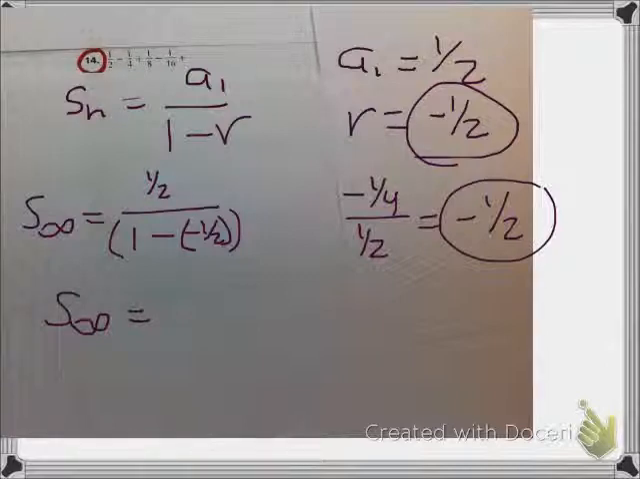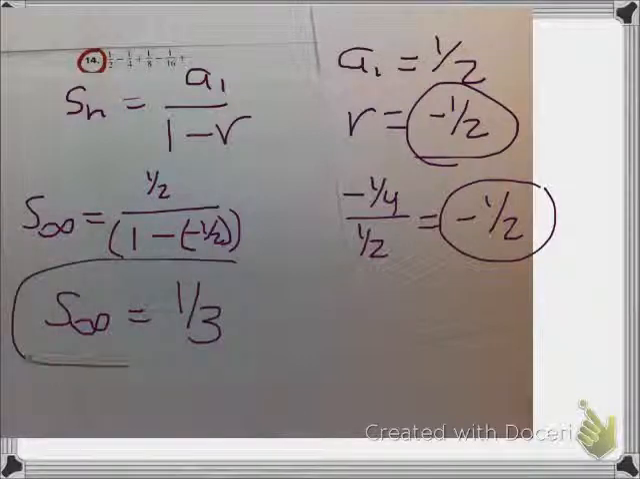I didn't get a 3. If you put the parentheses in the right spot, you should get a 1/3. Now, if you didn't get a 1/3, plug it in until you get that and we'll wait.